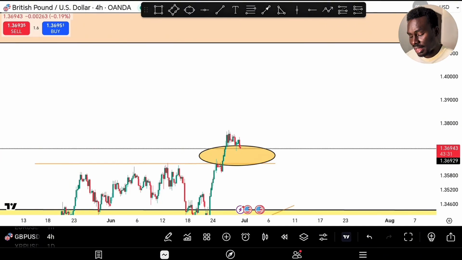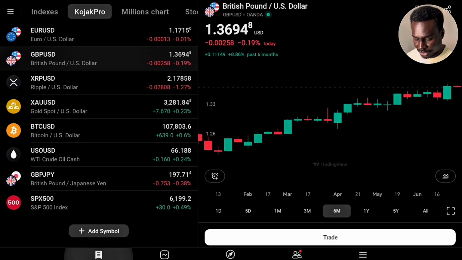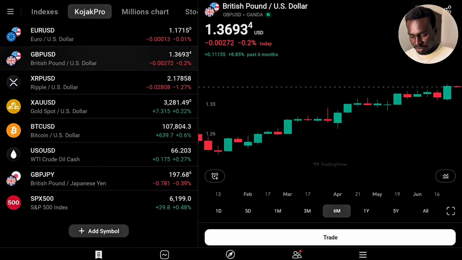But it has not happened yet. Once the criteria trigger, once my setup has been triggered, then I'll enter into this trade. So that's it about GBP/USD. The next trade I'll be talking about on my watch list is gold.